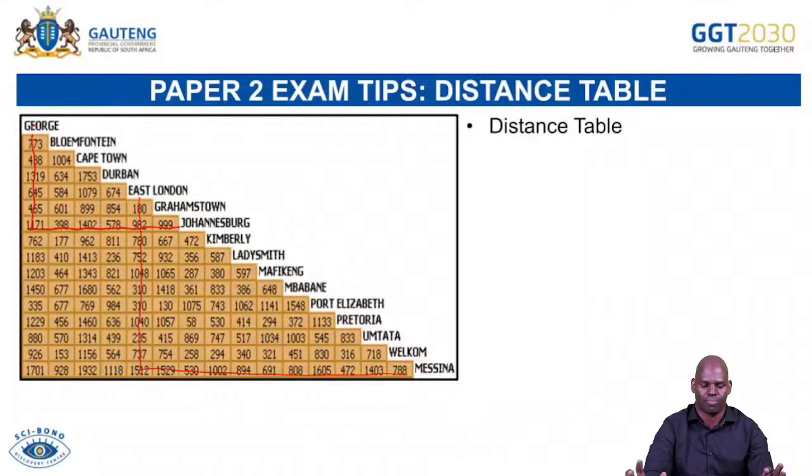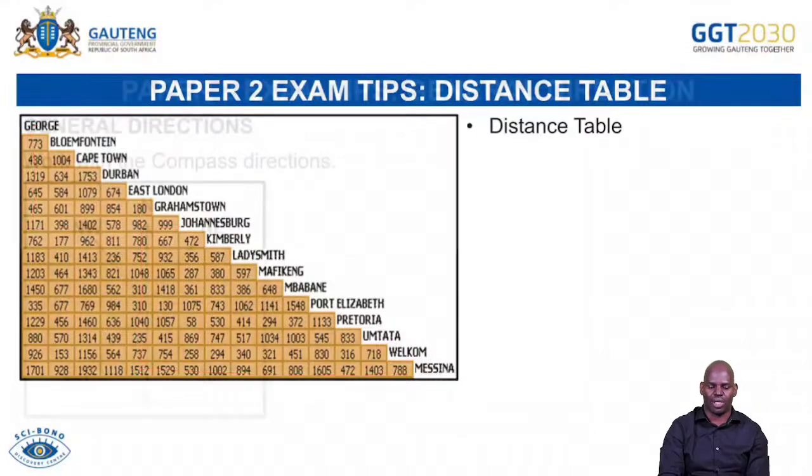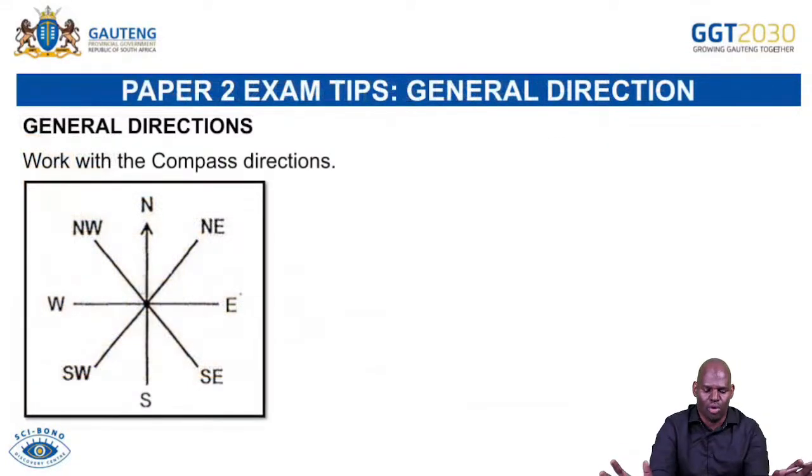So you must also be able to use the distance table. Very, very important, boys and girls. Of course, the most favorite, the compass direction, very, very important. The examiner will always give you the direction of where N is pointing. So wherever point N is pointing, you must be able to complete your compass direction. Please, this is where you cannot afford to lose marks, boys and girls.